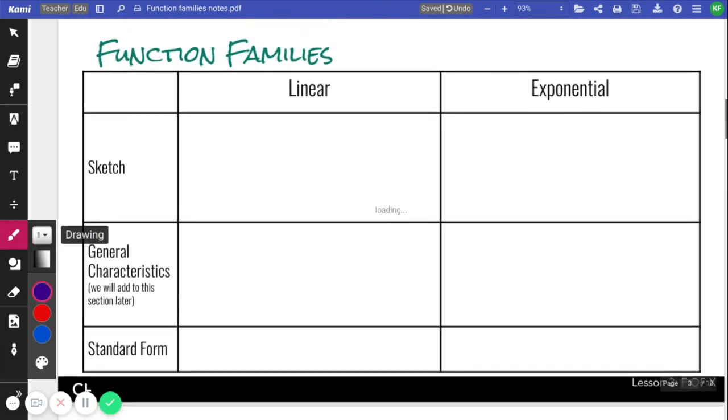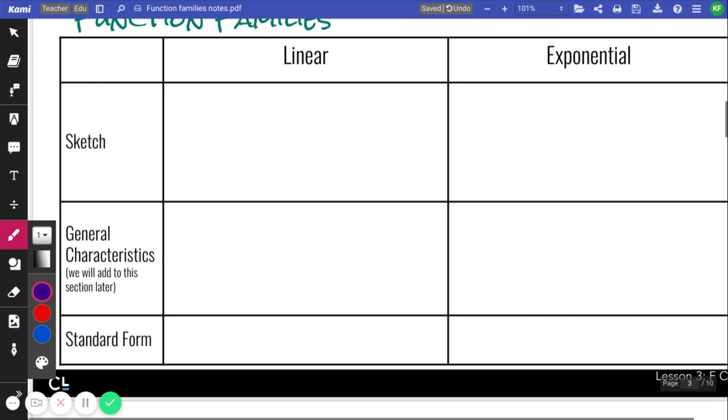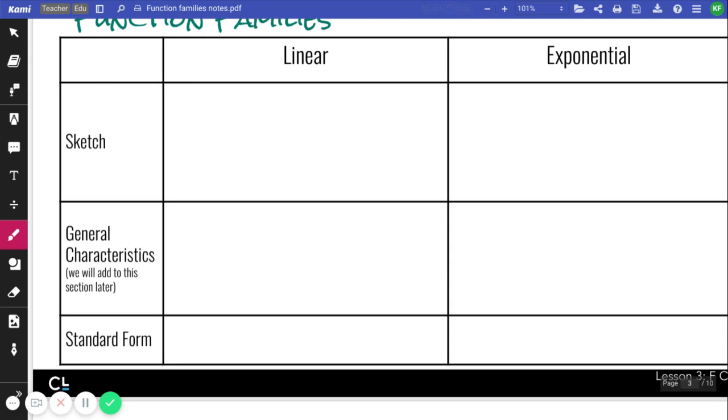First thing we are going to look at is kind of a brief description of each function family. So here we have the linear function family first. This is probably the one we're the most familiar with. So I'm really just going to sketch a couple lines because we should have a pretty good idea of what linear functions look like. We will fill out this general characteristics section as we go through talking about the other characteristics, but first we're just going to write line because linear functions are lines.